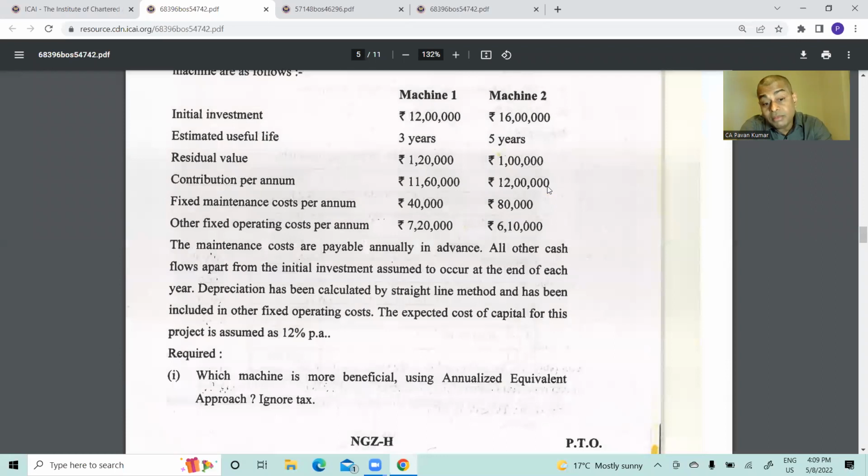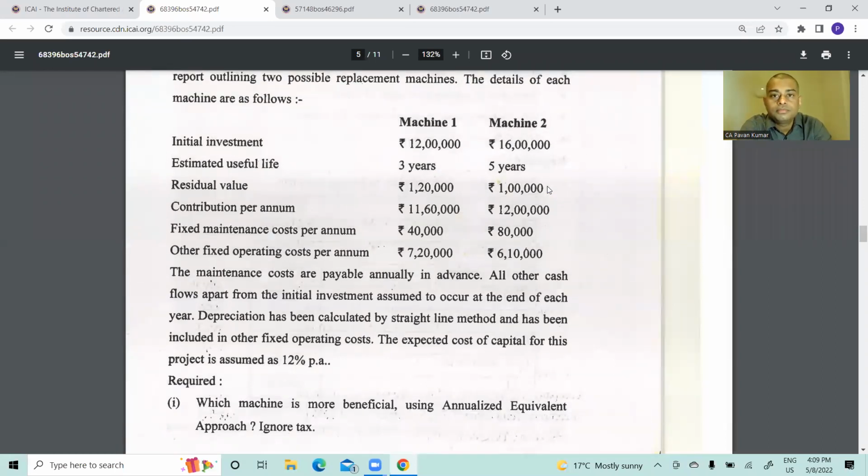But the problem is when the student reads this question, he'll not understand that we need to calculate equated annual benefit. Nowhere did they ask you to calculate NPV. So students calculate NPV and say, NPV of machine 2 is higher, so machine 2 is advisable. Arey, idiot. Who asked you to calculate NPV? Tell me. This is the mistake. 10 marks gone. I told you previously also. Again, I'm telling you.